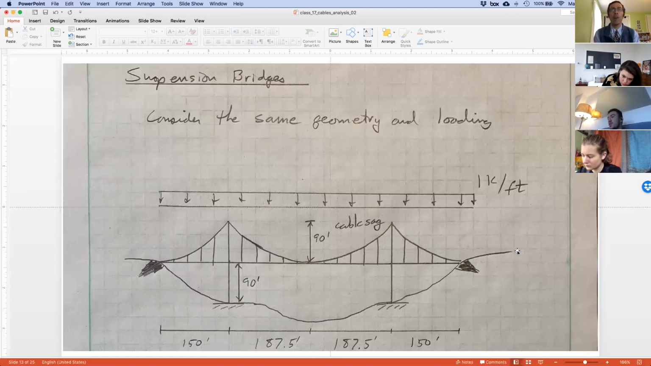I took the same geometry as Dr. Peterman used for the cable-stayed bridge here, same spans, same tower heights, but instead of cable stays, I drew in a suspension bridge cable, all right? And I assumed this 1 kip per foot loading again.